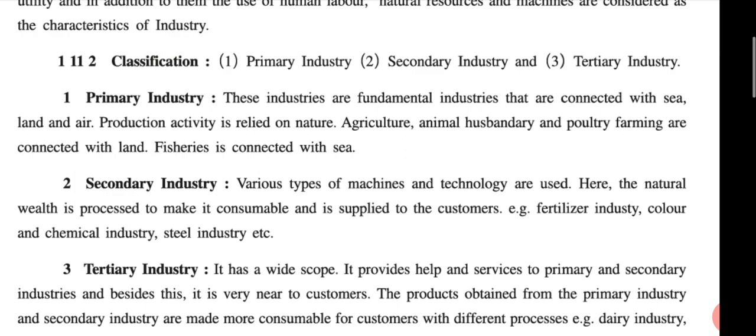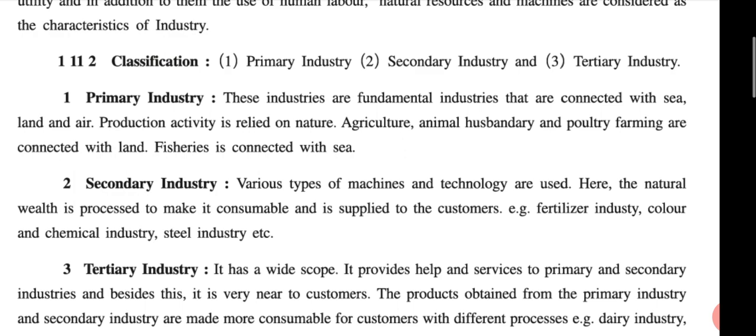Then secondary, where various types of machines and technology are used. Here the natural wealth is processed to make it consumable and is supplied to the customer. For example, fertilizer industries, color and chemical industries, steel industries, etc. are examples of the secondary industries.